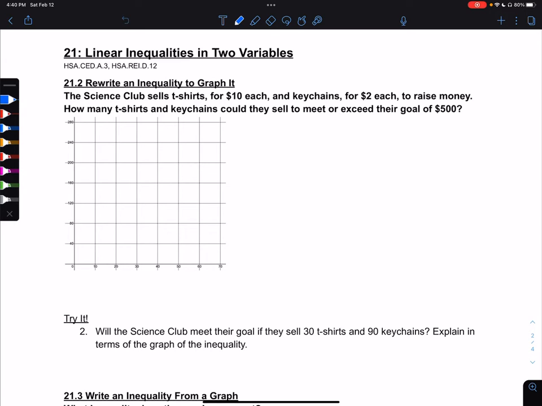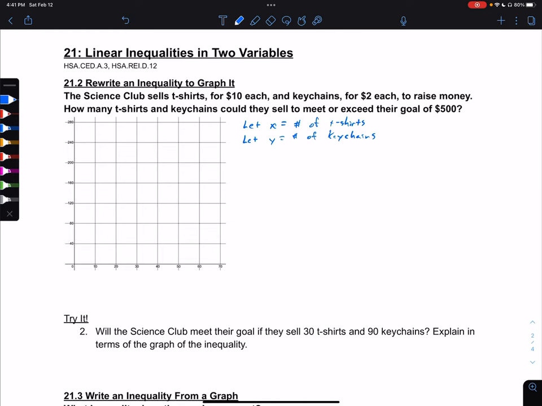So like any word problem, we want to define variables first. So we're going to say let x equal the number of t-shirts and we're going to say let y equal the number of keychains. Okay, so let's create an inequality based off of that.